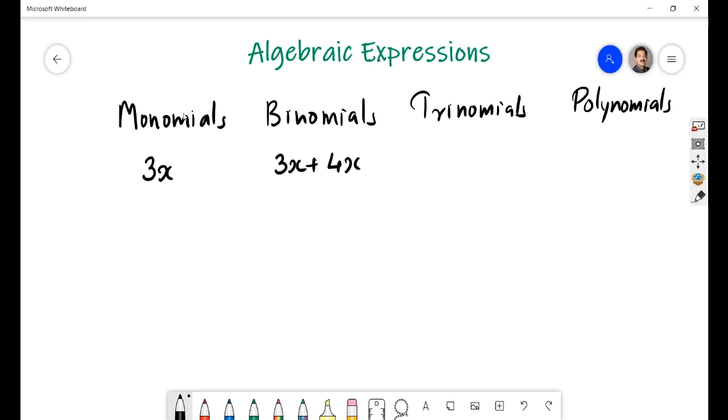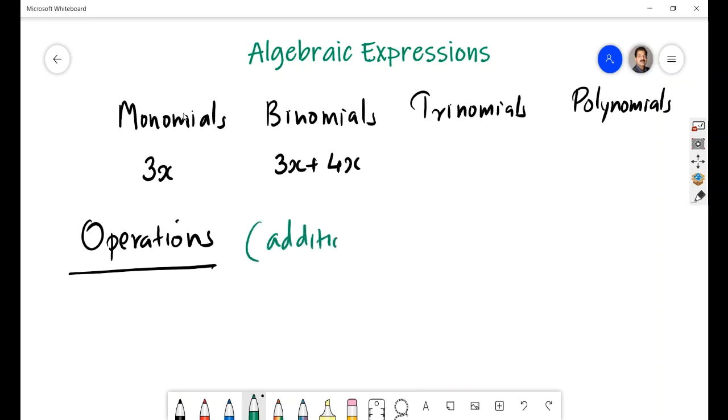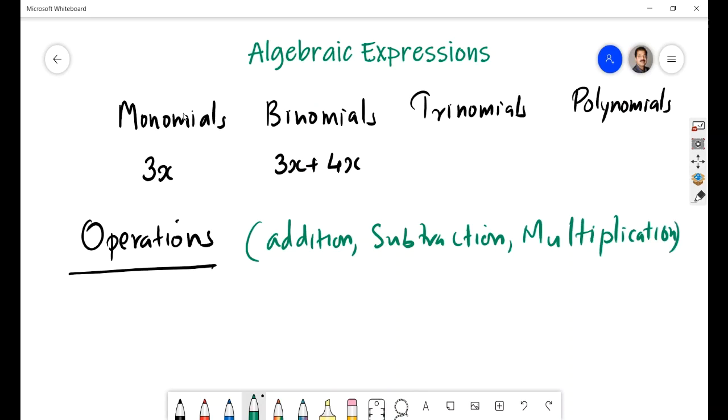Here in this video, you will be learning about operations on algebraic expression. What is meant by operations in mathematics? Operations will be naturally addition, subtraction, multiplication and division of the newly learned algebraic expression. But for the time being, in this particular chapter, you will be learning about addition, subtraction and multiplication only.